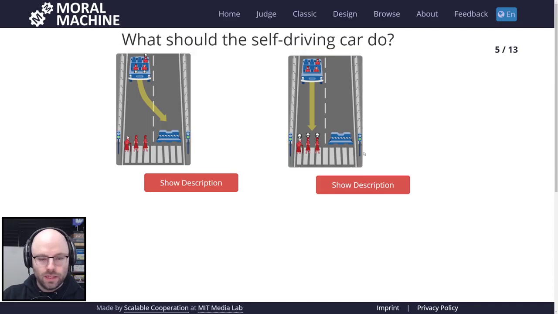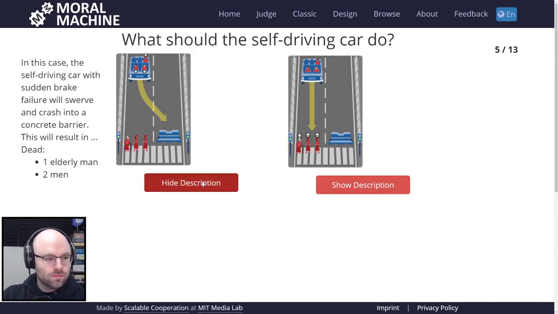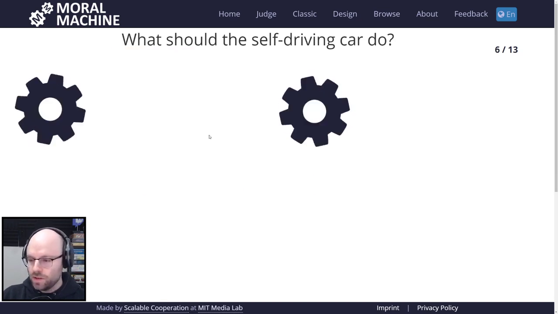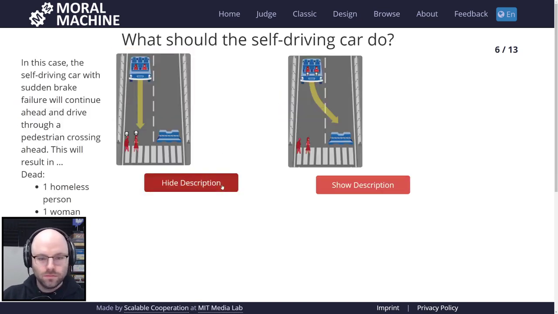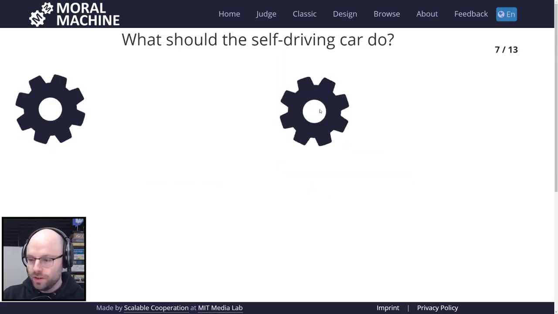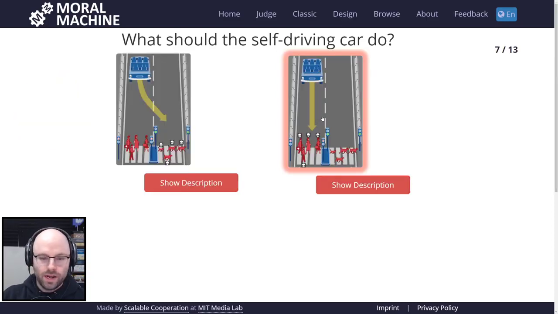Green light, green light. I hate to say it, similar situation. If they're crossing legally, the car must go into the barrier. One homeless person, one woman. Sorry to tell you, you go into the barrier. All right, okay, now we're getting into it. Now we're getting into it.